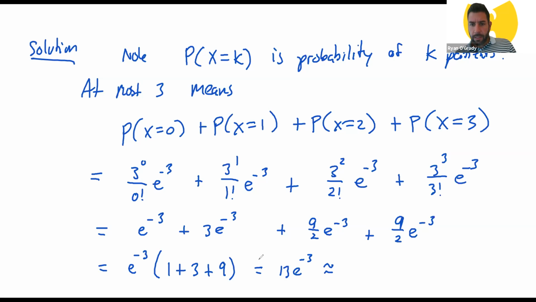So if I do this, I get approximately 0.6472. Or if you want, 64%.